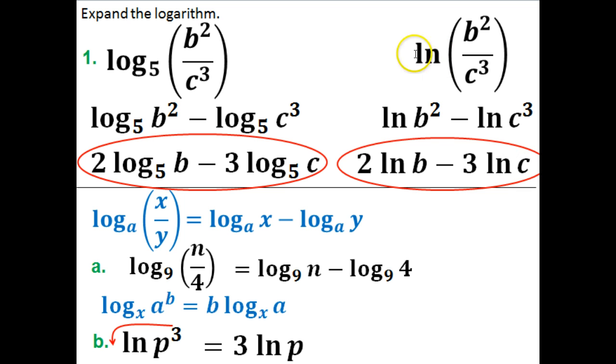Okay, so even if it's a natural logarithm or if it is a log base 5 or log base 10, any of these rules still apply. But right here, what I have circled in red are the most expanded forms. If we start with this one, notice how this one started with log base 5, we keep that log base 5. This is a different problem. We started with a natural log and we ended with a natural log.